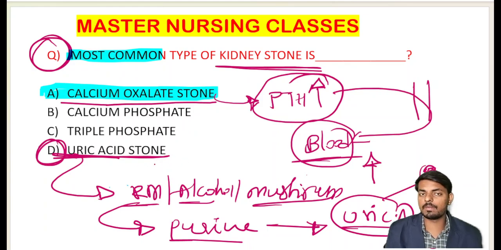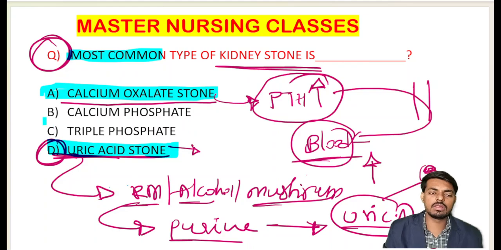In which stone is there a special smell of the urine, the rotten egg smell? Yes, that is the characteristic feature of the uric acid stone. And if the examiner asks for the softest stone, the softest stone is also the uric acid stone. And the rotten egg smell of the urine comes in the uric acid stone.